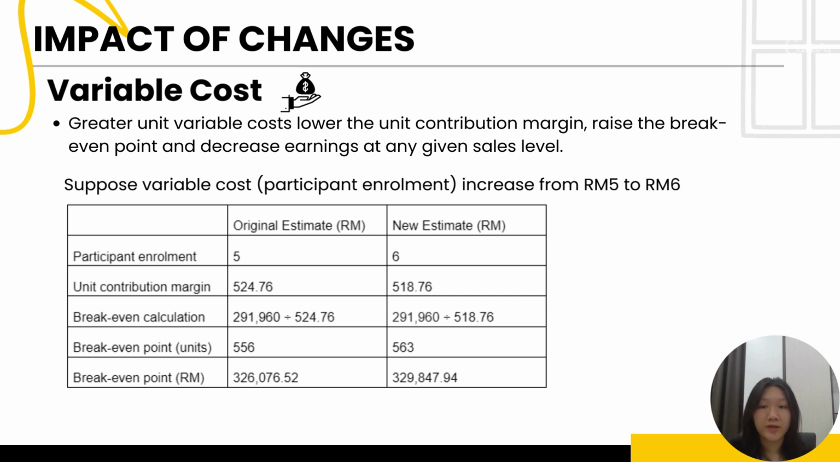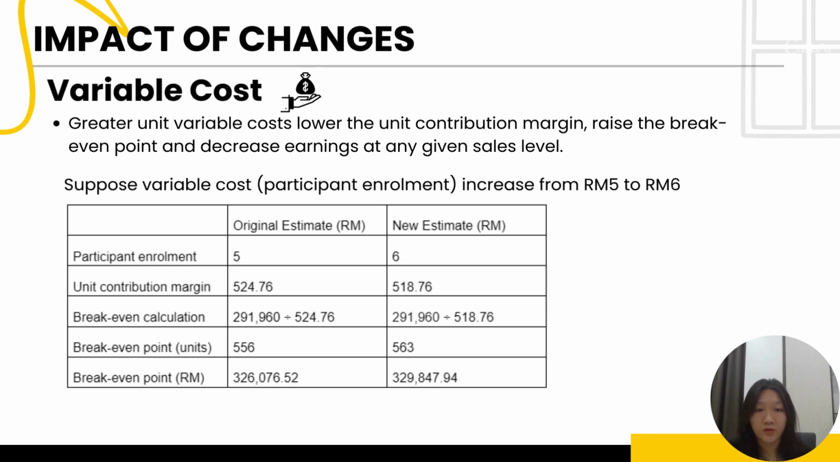Moving on, I will be presenting the impact of changes. Firstly, I'm going to talk about the impact of changes on variable costs. If participant enrollment costs are raised from 5 ringgit to 6 ringgit per person, Gimilang company's unit contribution margin will decrease from 524.76 to 518.76.